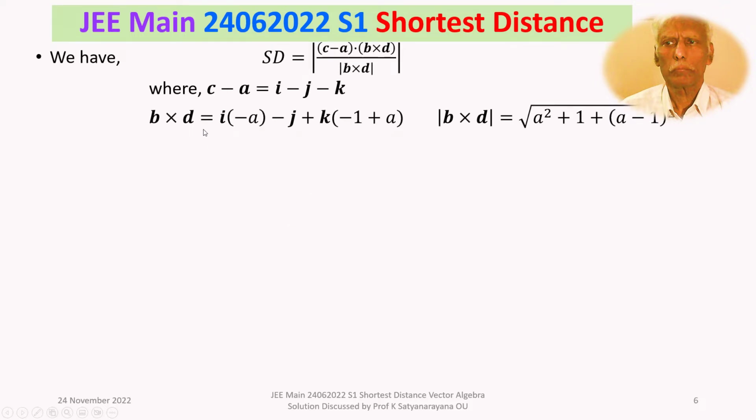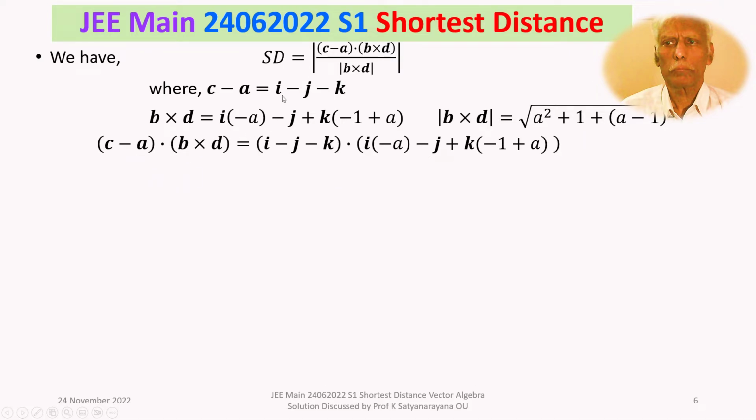We have b cross d, and the modulus of b cross d is here. Now c - a is i - j - k, dot b cross d, that is i into -a, minus j into -1, plus k into (a - 1). Taking the dot product, when simplified, you will get 2 times (1 - a).